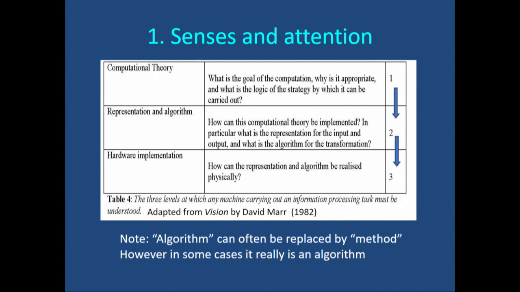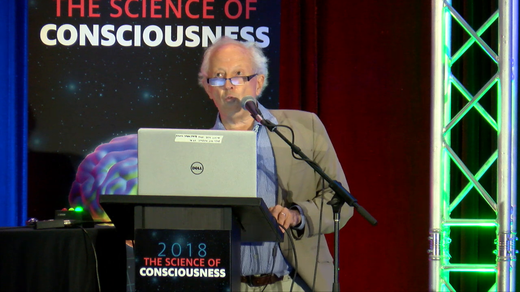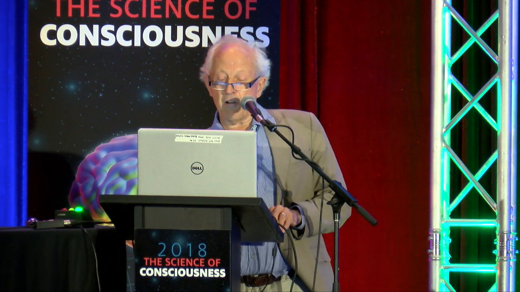That chains down from level one to level two to the representation and algorithm level. How can this computational theory be implemented? In particular, what is the representation for the input and output, and what is the algorithm for the transformation? And that then chains down to the hardware implementation. How can the representation and algorithm be realized physically? So this is David Marr's. He was thinking of vision, but this applies much, much more widely in the mind at large.